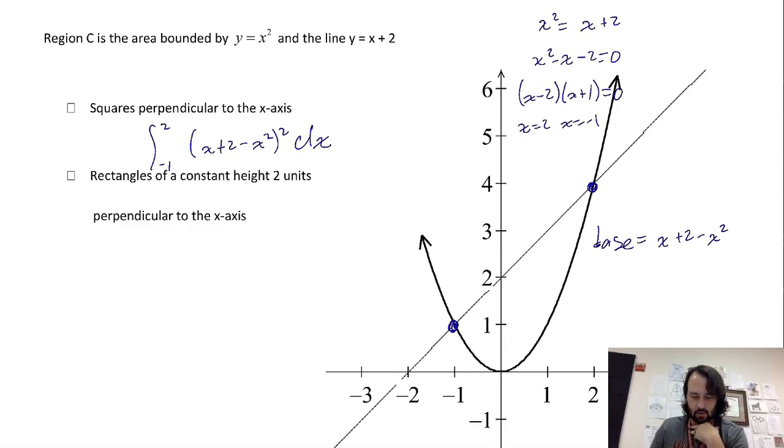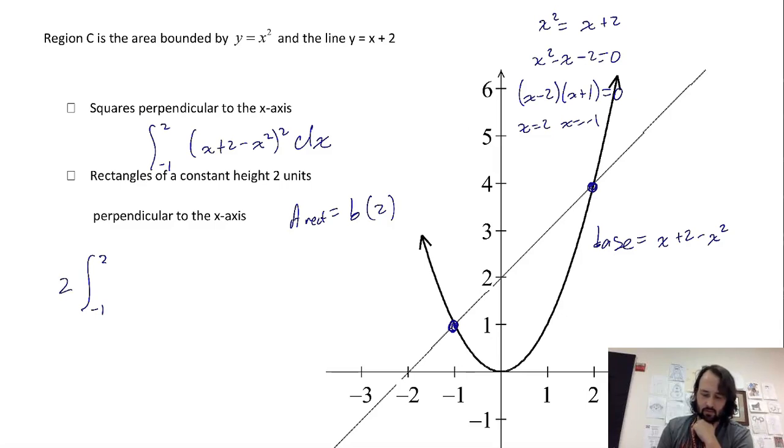dx. All right, rectangles of constant height 2 units perpendicular to the x-axis. So the area of a rectangle is still base times height. But in this case, my height is always 2. So all I need to do is do the integral from -1 to 2. My height is 2 times my base, which would be x plus 2 minus x squared dx. Actually, it wasn't that bad.